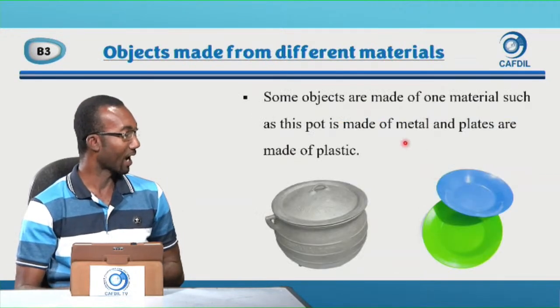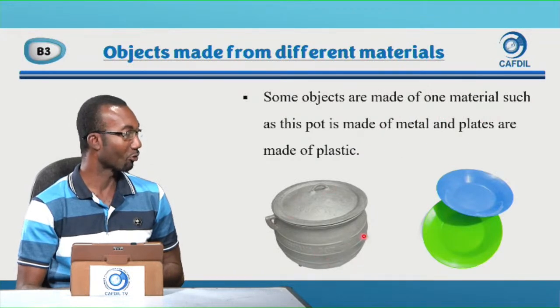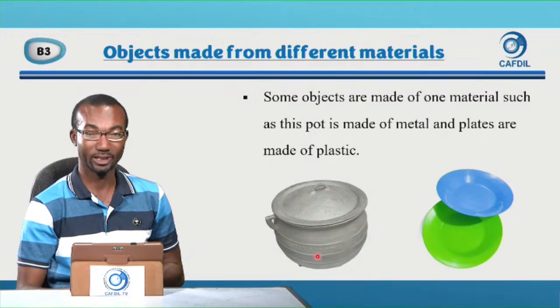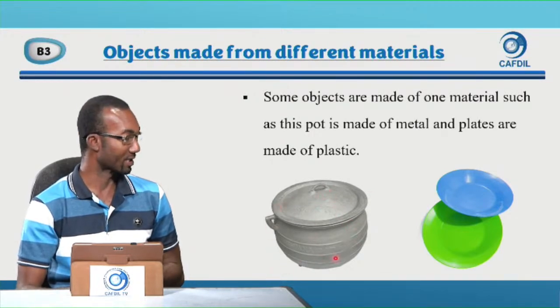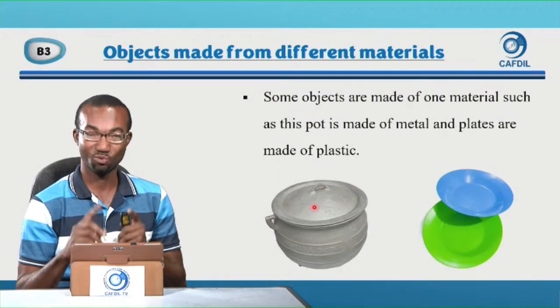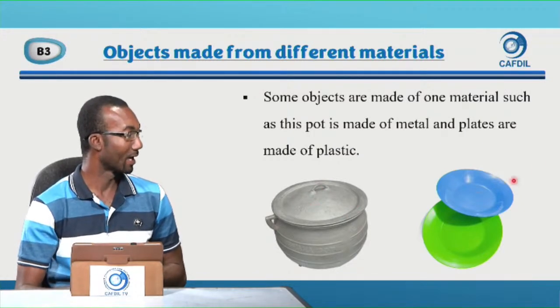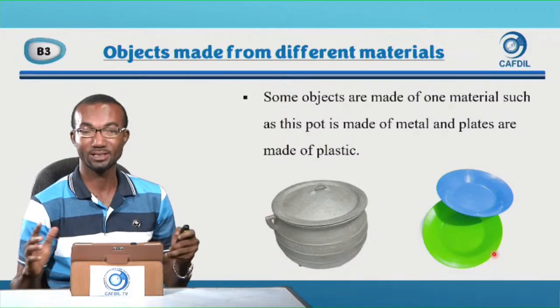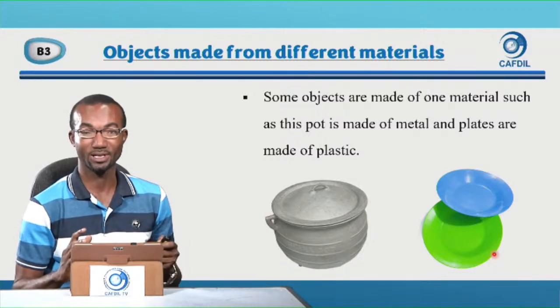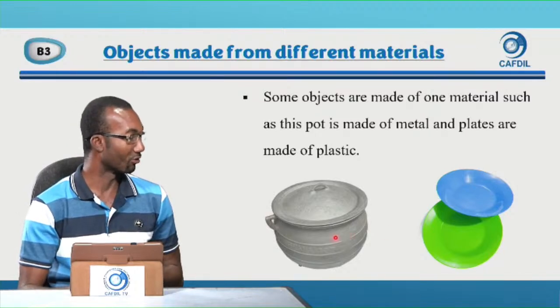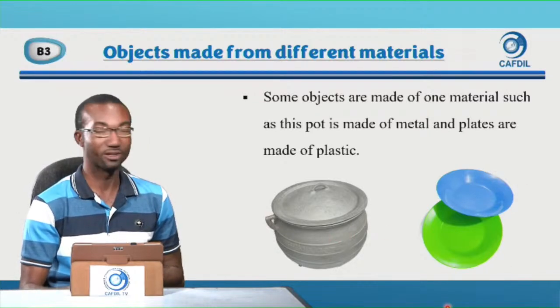So some objects are made of one material, such as this pot. It's made of metal. You can see that this pot is made of only metal. You cannot find any other material. And metal is one of the materials around us. And plates are made of plastic. If you look at these plates, they are made of only plastic. So this pot is made of metal. These plates are made of plastic.